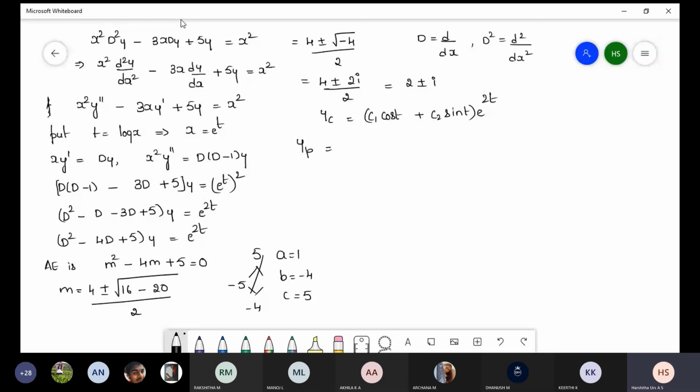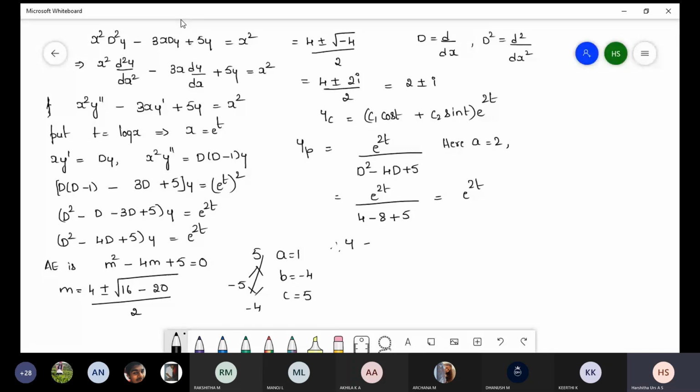yp is e power 2t divided by D square minus 4D plus 5. Here a value is 2. So I write here e power 2t, 2 square means 4 minus 8 plus 5. So 9 minus 8 is 1. So we get e power 2t.